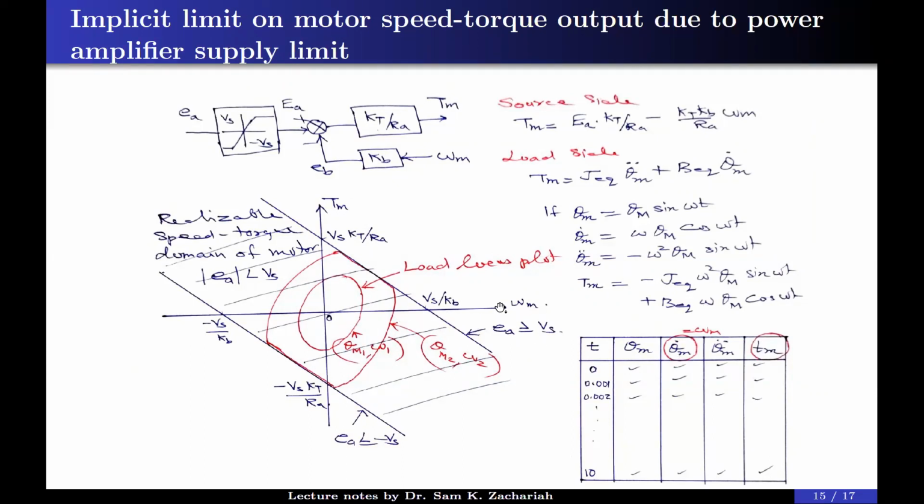Already our x-axis is omega m. Omega m is nothing but theta m dot. And Tm, you are getting, instead of this small t, you should correct it as capital T, capital Tm. Make a correction. Instead of small t, it's capital T.